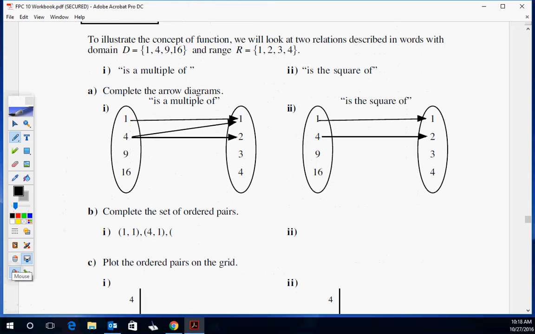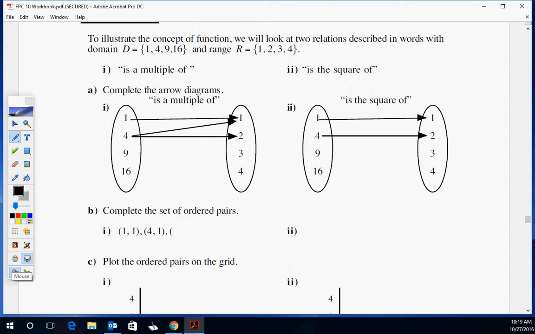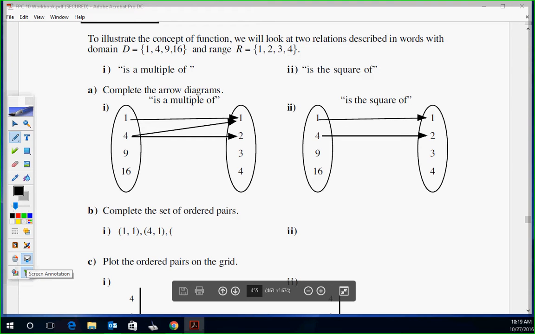Functions. To illustrate the concept of function, we'll look at 2 relations described in words, with domain 1, 4, 9, 16 and range 1, 2, 3, and 4. Relation 1 is "is a multiple of," and relation 2 is "is the square of." So what we're doing is 1 to 1, 4 to 2, etc. Complete the arrow diagram for "is a multiple of." So what's a multiple of 9? Anything else? 1. How about 16? 4. Good. Just draw your arrows.